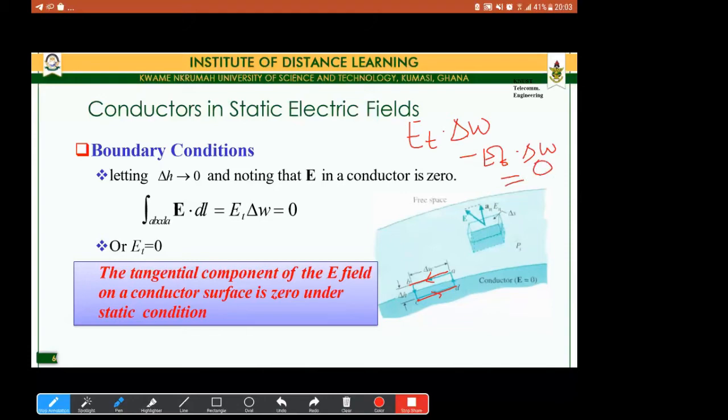That means that at the interface of the material, talking about here, the interface, the electric field is again equal to zero. Or the tangential component of the field, E_T, is equal to zero. So in general, for conductors in static electric field, at the boundary of the conductor and free space, the tangential component of the E field on a conductor surface is zero under static condition.